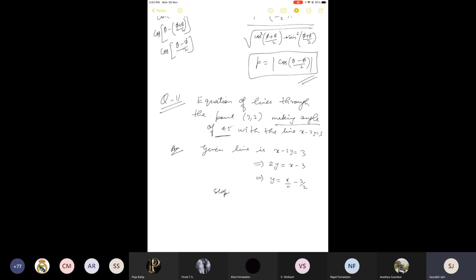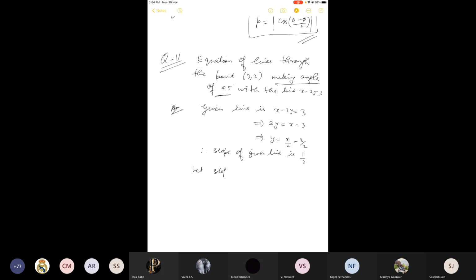Slope of given line is 1 by 2. That is the coefficient of x. Now let the slope of required line be m. Now what is given in the question? We are supposed to find equation of lines, and these lines are making angle of 45 degree with the line. That means the angle between two lines is given. So slope of one line is 1 by 2, and slope of other line, the required line, let's say it is m.